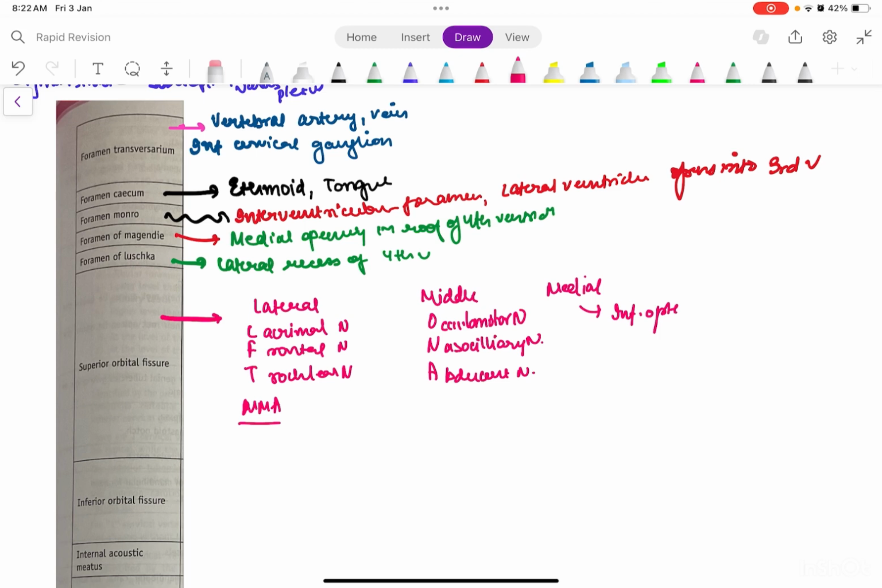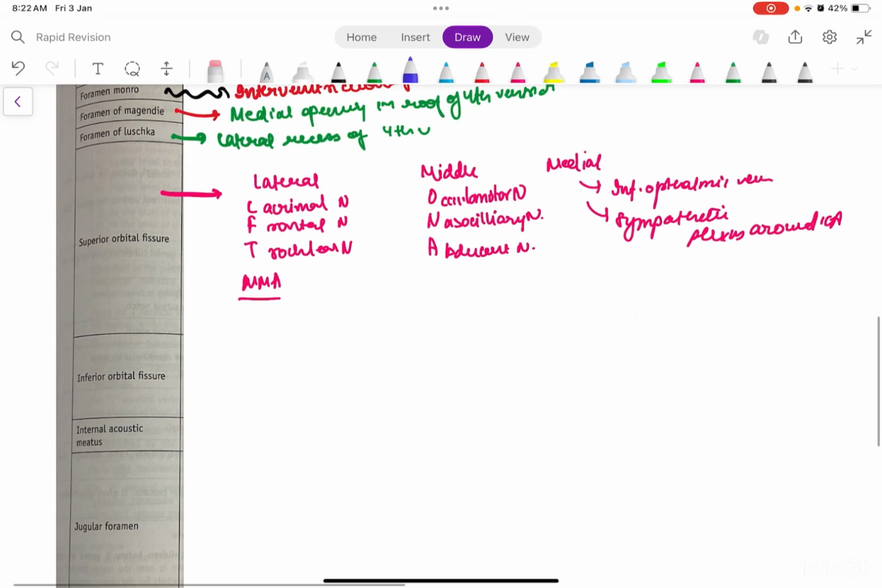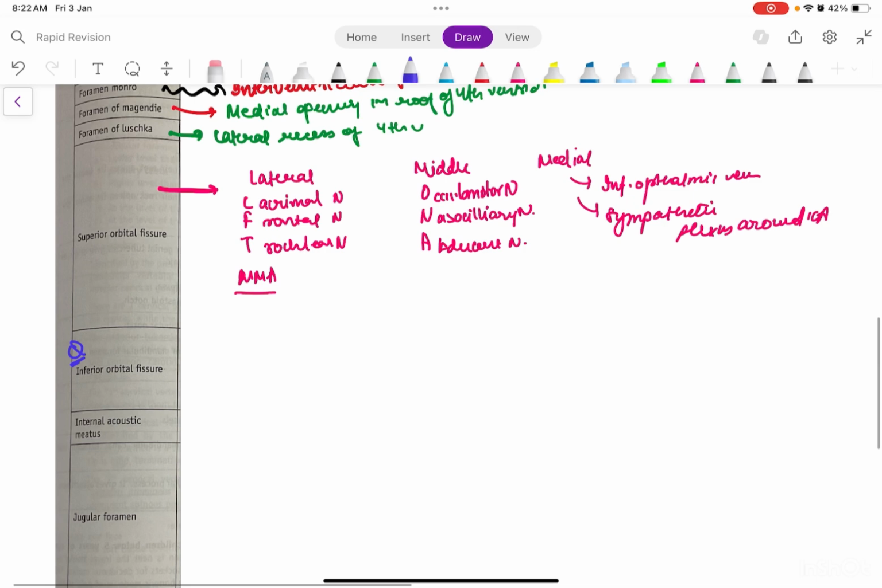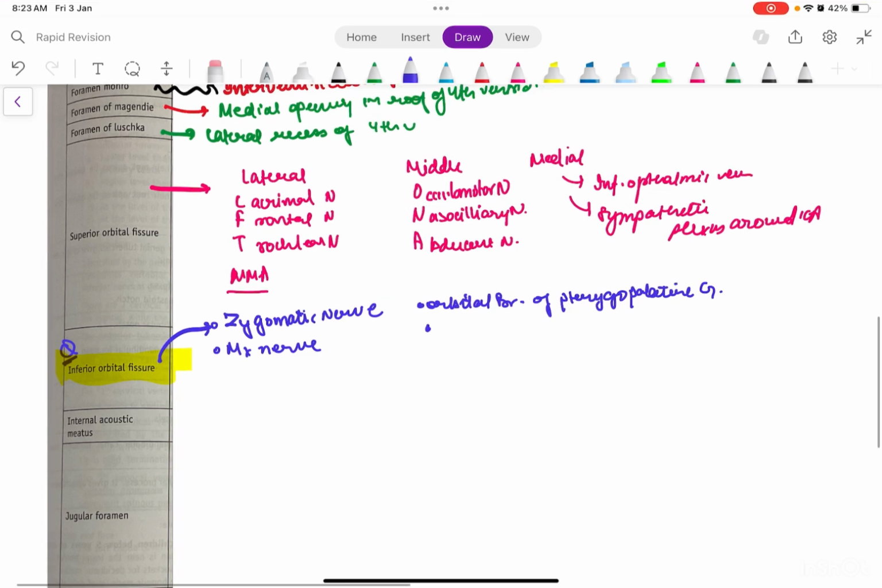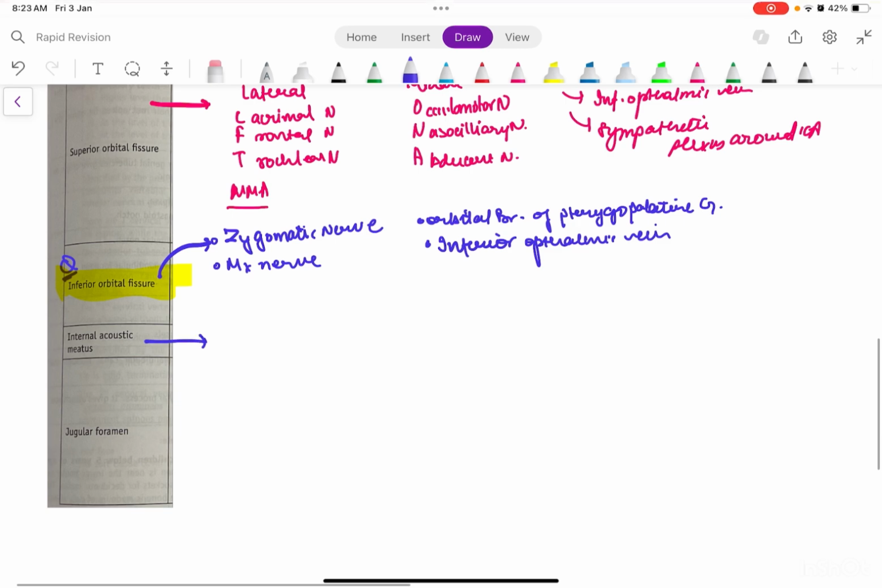Here I told you to remember the inferior ophthalmic vein and the sympathetic plexus around the ICA. This is a most commonly asked question these days: structures passing through the inferior orbital fissure. Everybody remembers the superior, but you should also remember the inferior orbital fissure. First of all, the foremost you should know is the zygomatic nerve. Then we have the maxillary nerve, then the orbital branches of the pterygopalatine ganglion, and the inferior ophthalmic vein. Alright. Then the internal acoustic meatus basically transmits the 7th and 8th nerves plus labyrinthine vessels.